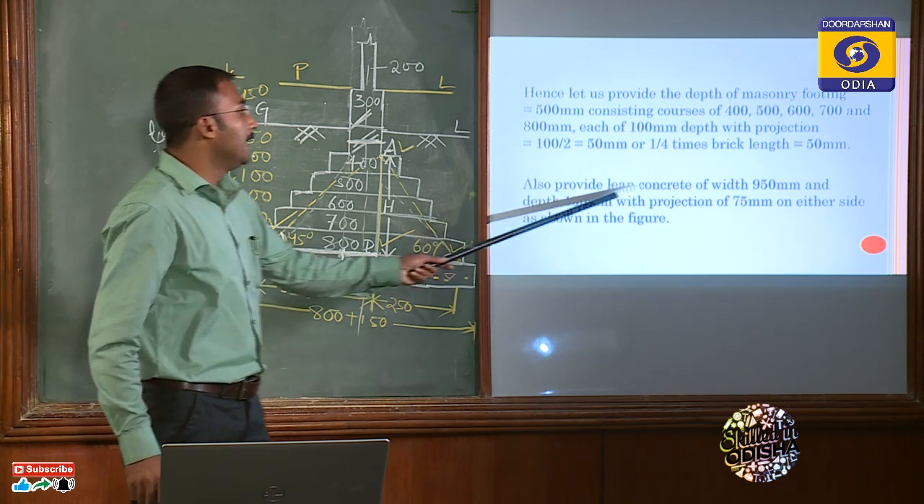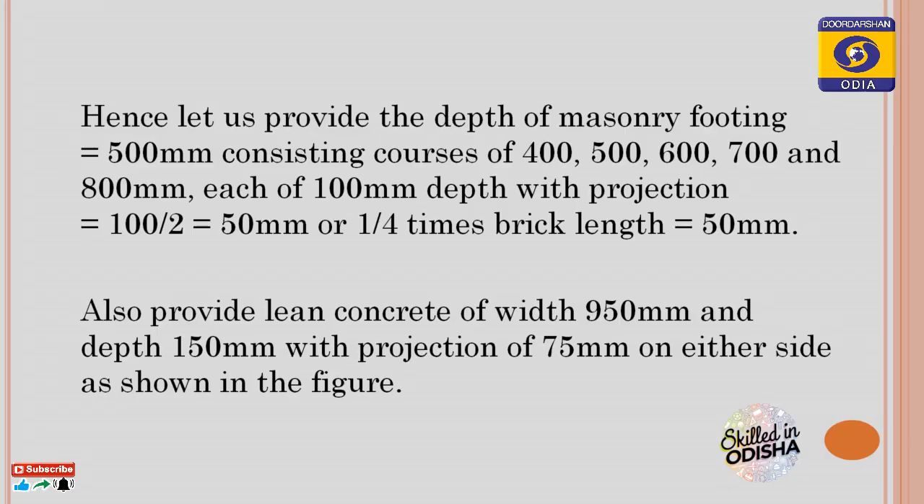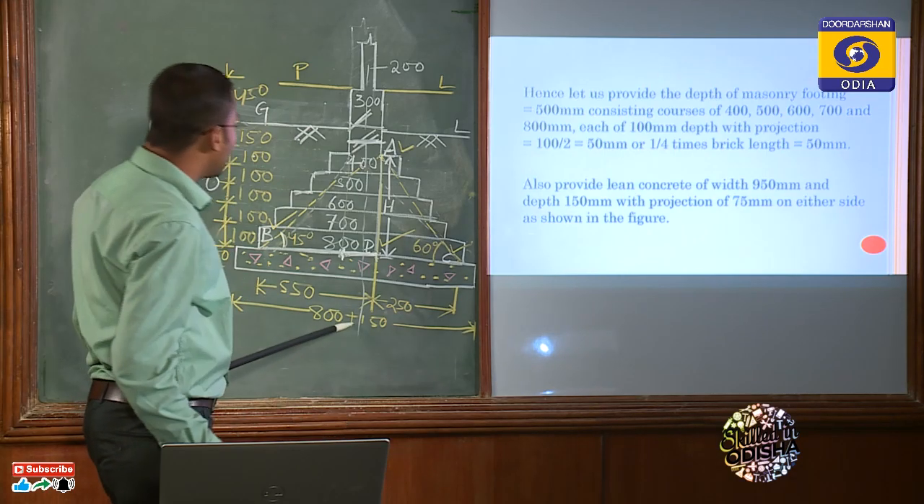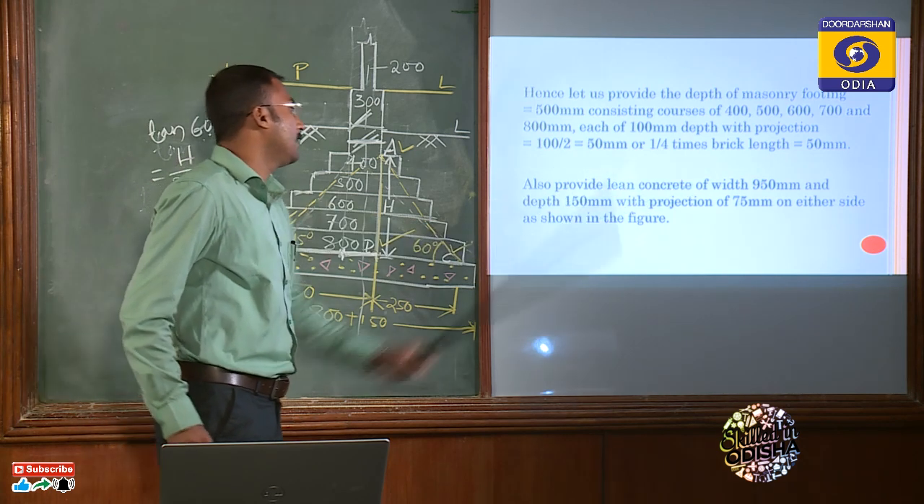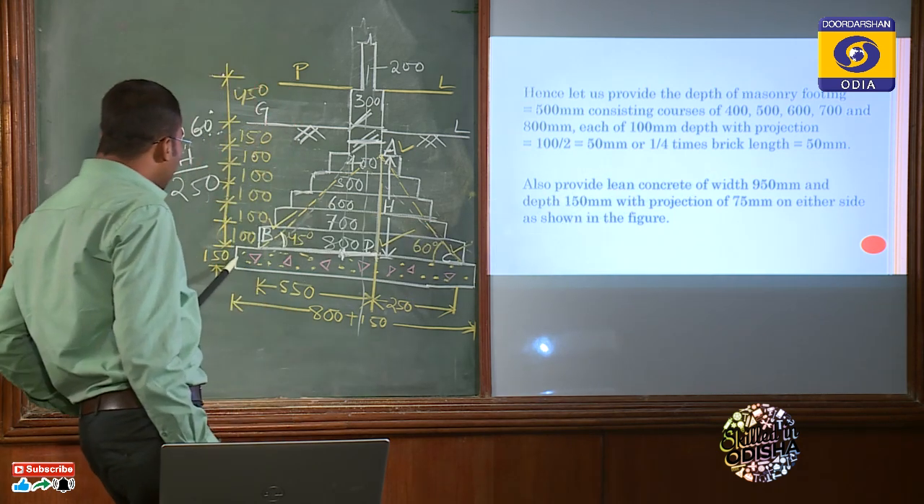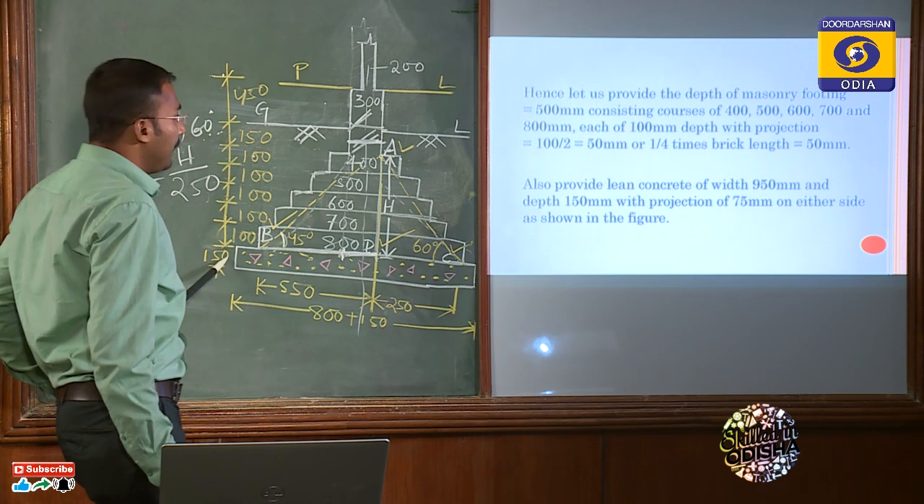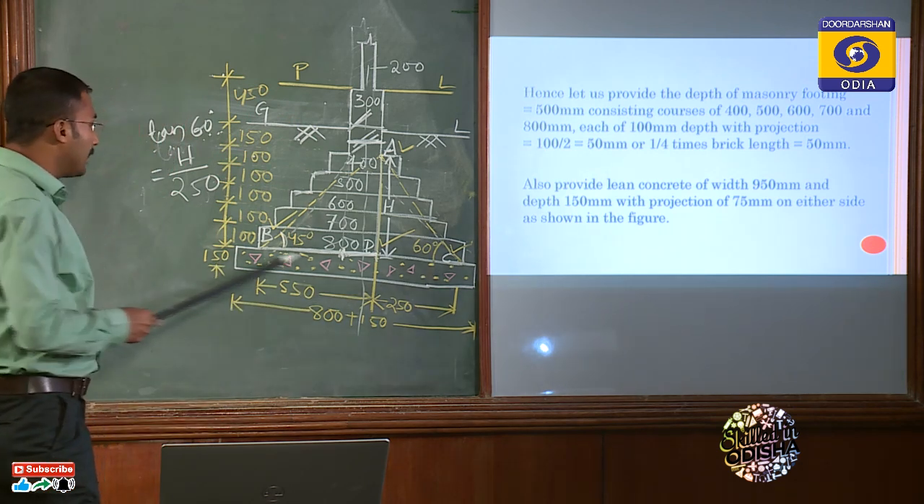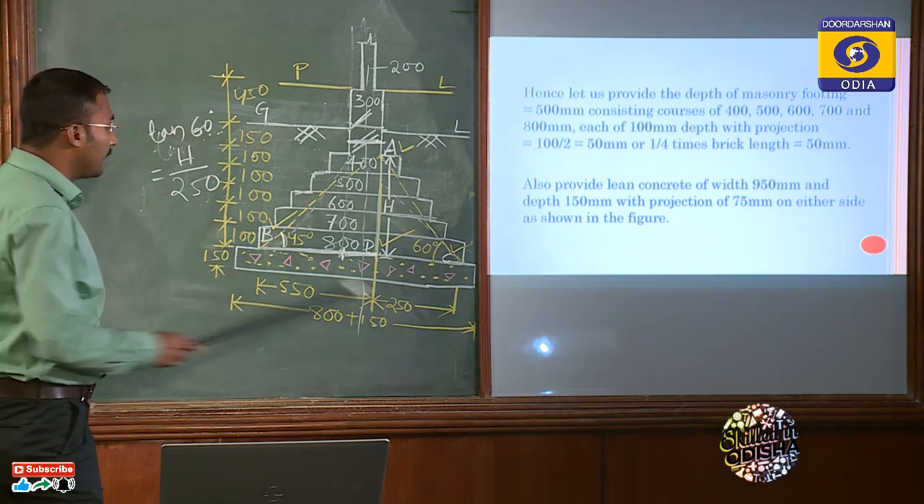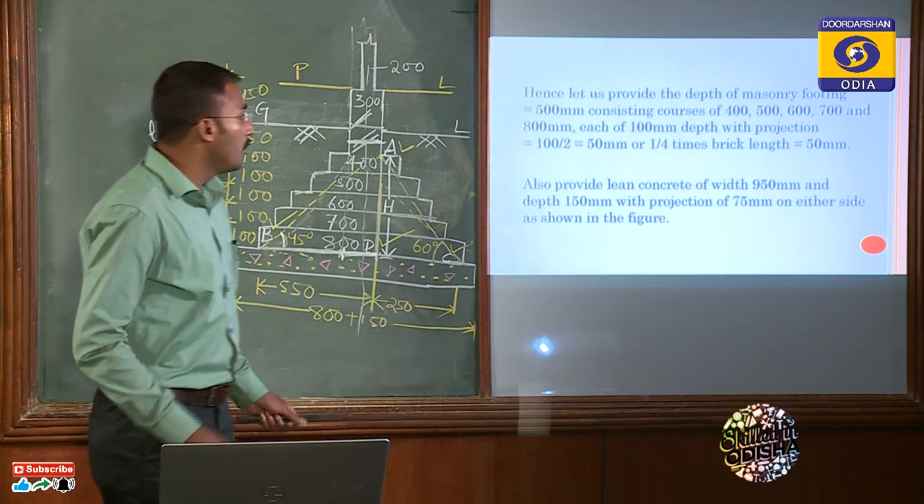Also provide lean concrete of width B plus 150. So B is 800. So B plus 150 will be 950 millimeter, and the depth of the lean concrete should be kept 150 millimeter. So this lean concrete is 150 millimeter thick and 950 millimeter wide.